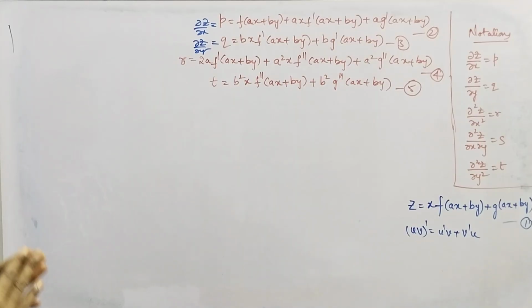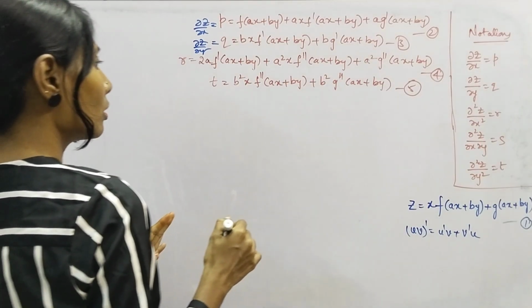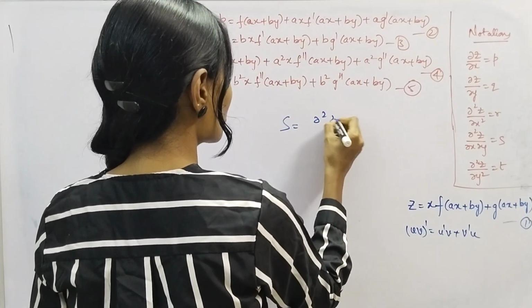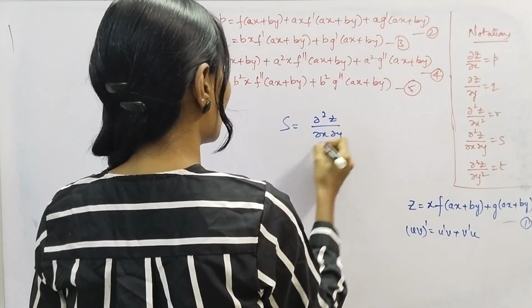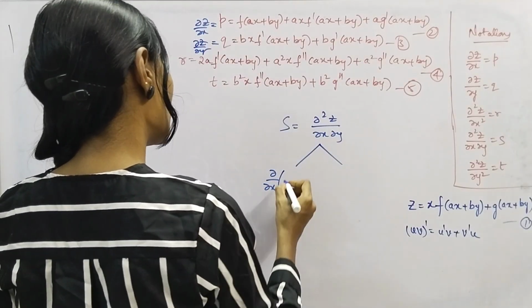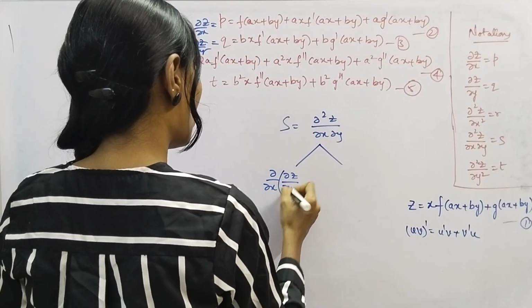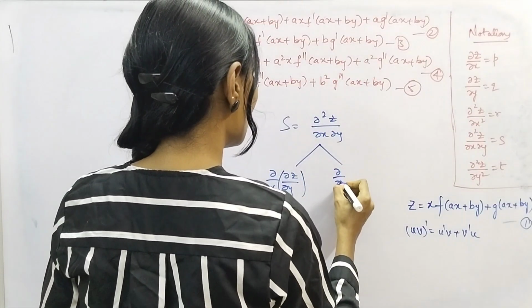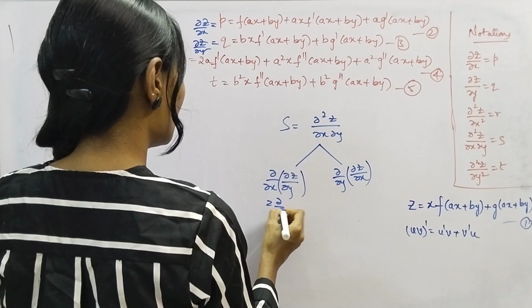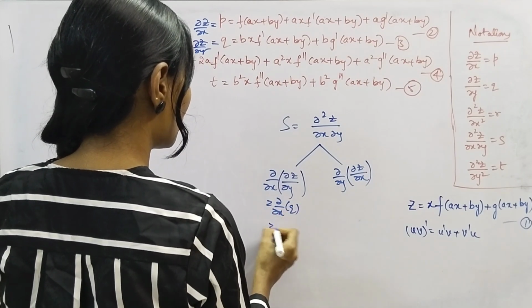Now what we'll do is we'll just find s also. S is nothing but equation involving s also. We know that s is nothing but dou square z by dou x dou y. We can write this in two ways, dou by dou x of dou z by dou y, or you can write the same thing as dou by dou y of dou z by dou x, right? We know that dou z by dou y can be replaced by the notation q.